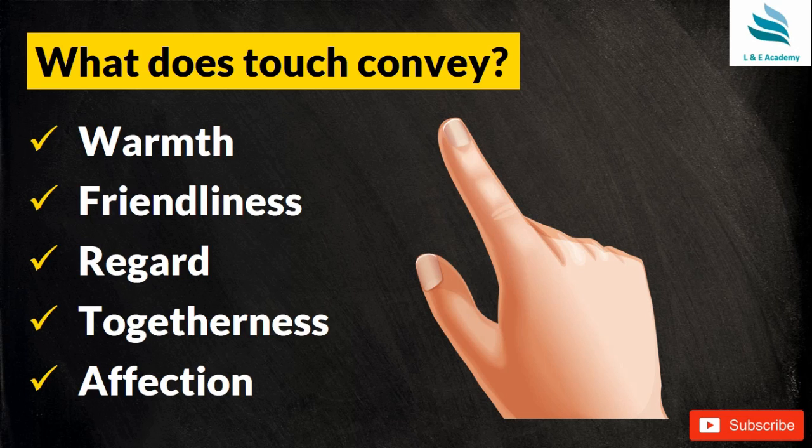A touch conveys warmth, friendliness, regard, togetherness, affection. When we shake hands with people, we feel warmth, we feel friendliness, we give regard. When we touch the feet of our elders, we give regards to our elders. Once we sit together in a family and hold each other's hand, that is a feeling of togetherness. Affection, when a mother loves her son, that is affection. So every touch has a different meaning in different contexts and in different situations.